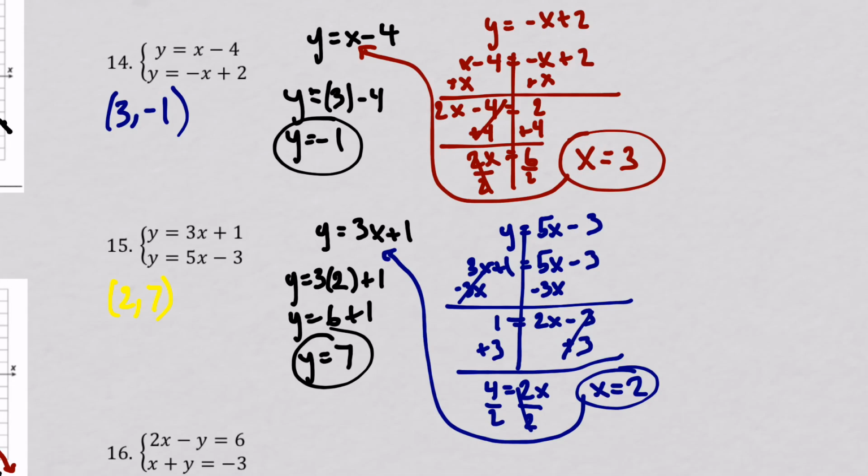Okay, so here's number 14 and number 15. Number 14 is (3, -1), and number 15 is (2, 7). Just real quick, you can see the work right here. Here's the first equation, number 14, and the second equation.